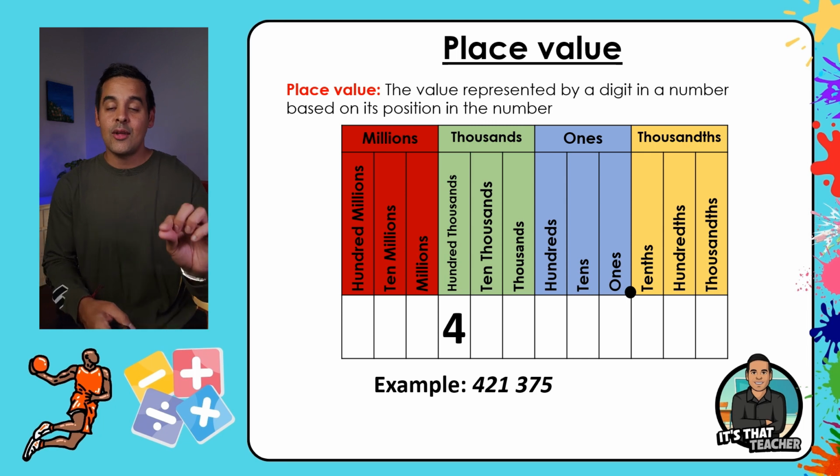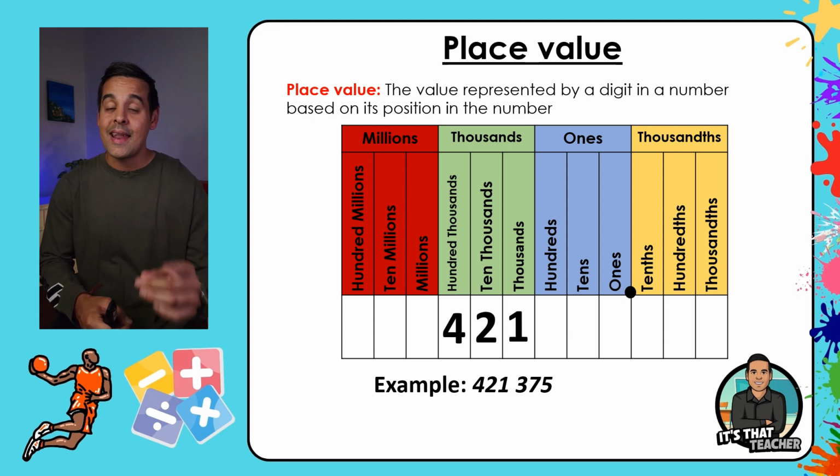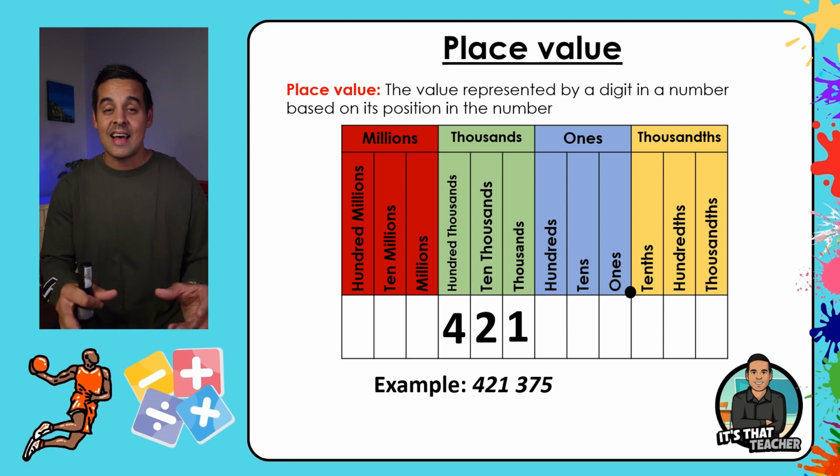400,000. So, that goes in the hundreds of thousands column. The next number would be the tens of thousands, which would be the 2. So 420,000 would go in the tens of thousands column. Finally, in the thousands column, we have 1 because 421,000. So we're still in the thousands column.